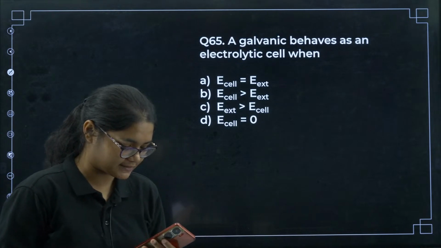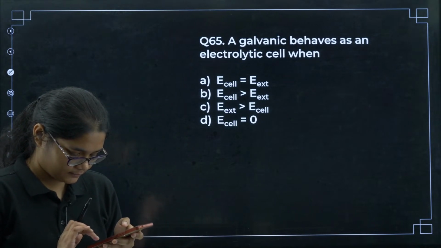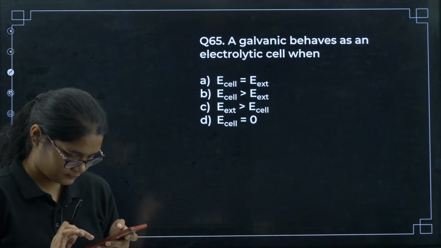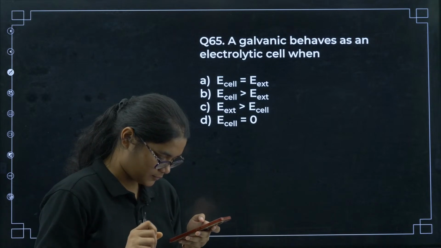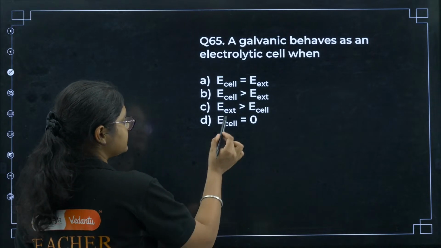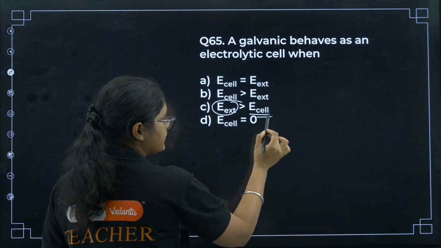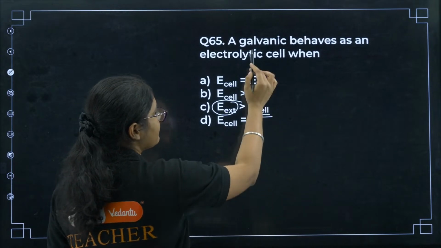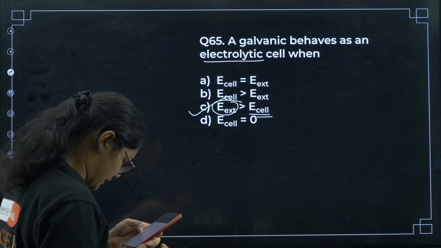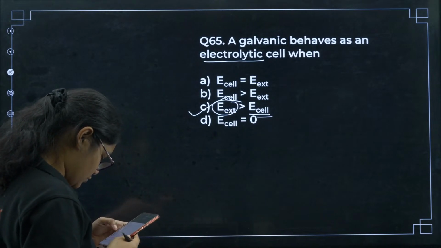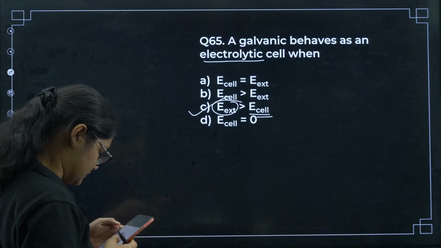When will it behave as a (65B)? No dear, see, when the external potential is more than the EMF of the cell, then it will behave as an electrolytic cell. Okay, option number C is the correct answer. No, Manjeshwar, C is the correct answer here.